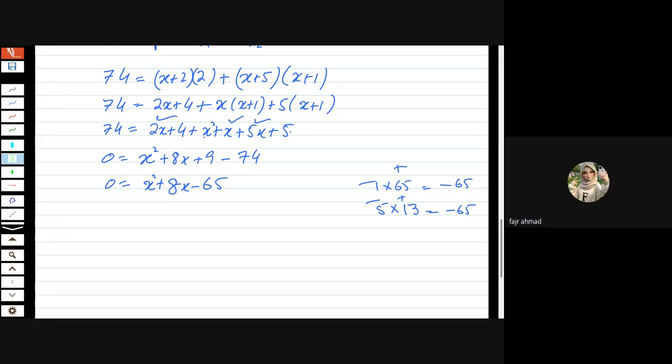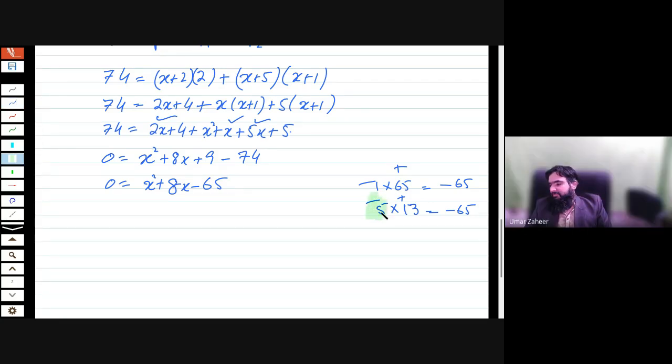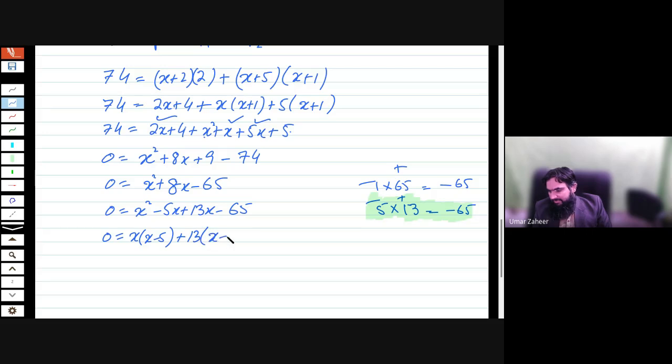Which is the right pair? Sir, the second one, because minus 5 multiplied by plus 13 is minus 65, and when you add them, minus 5 plus 13, it will be plus 8. So we get the pair: x square minus 5x plus 13x minus 65. Take x as common, it will be x minus 5, plus 13 as common, it will be x minus 5. So you will get (x minus 5) into (x plus 13).